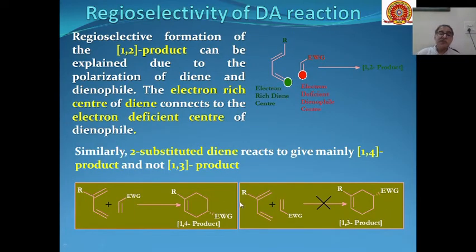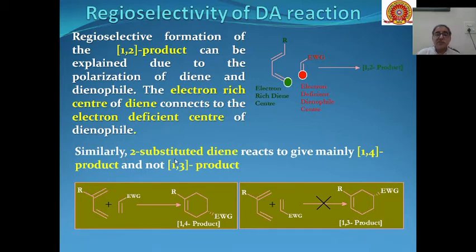The reason is, if you see this diene, when this is electron releasing, the electron rich diene center is over here, and when this is an electron withdrawing group, this is the most electron deficient center of the dienophile. So we know that this is electron rich and this is electron deficient. So there will be a maximum chance of interaction between electron rich and electron deficient centers, and that is why we are getting the 1,2 product and not the 1,3 product.